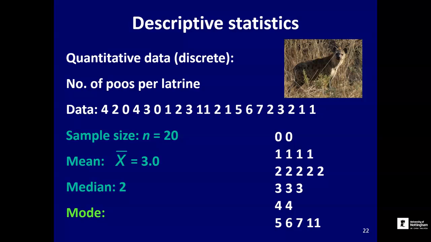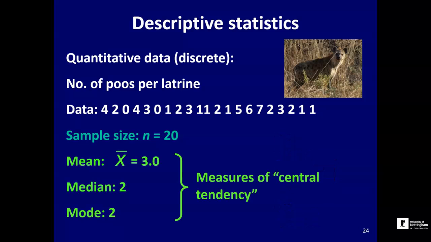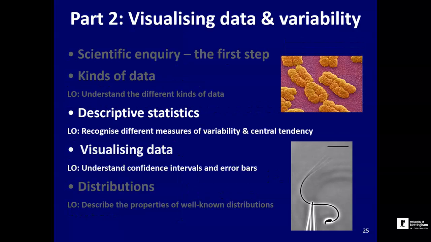Okay, and you probably realise there is a third way to express central tendency, and that is the mode. And that's just the most common observation, the most common number in the data set, which in this case is 2. If I arrange the data, you can see that there are 5 latrines with 2 scats. And that's often also different from the mean and the median. In this case, it happens to be the same as the median. And again, it tells us something slightly different about the central tendency in that data set. So all of these very simple descriptive statistics, or what are sometimes called summary statistics, help us to describe the central tendency of the data.